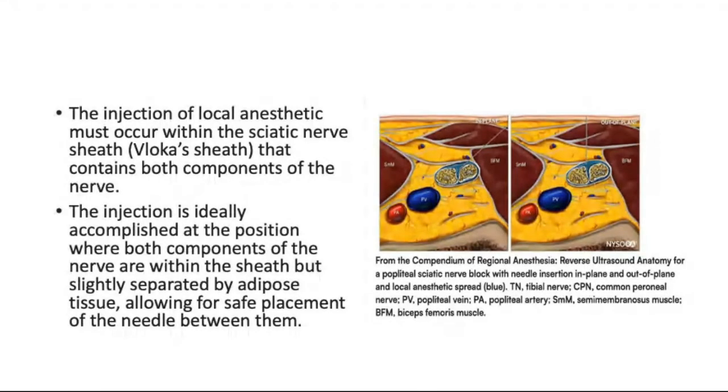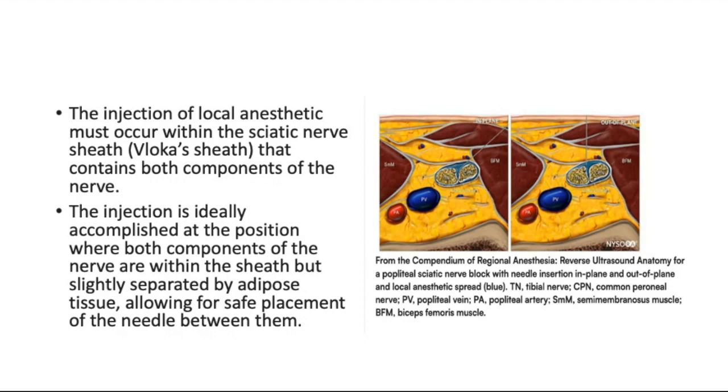Sorry, the second one I didn't get. If the LA is deposited prior to the splitting of the sciatic nerve for the popliteal sciatic nerve block, will the CPN be blocked as well? Before the split, you mean like when it is the entire whole sciatic nerve, right? So yes, it will, but it will take a longer period of time for it to act, as compared to if we inject at this epineural sheath.